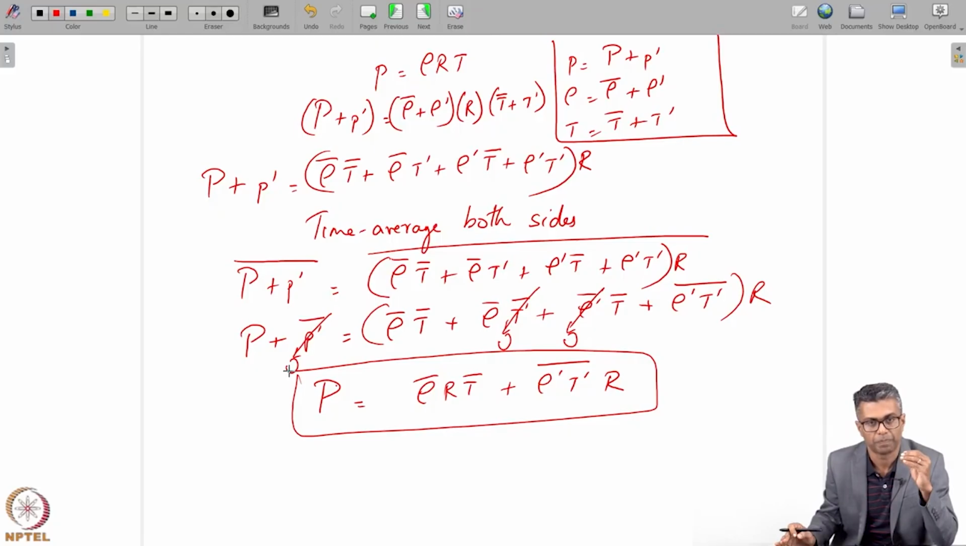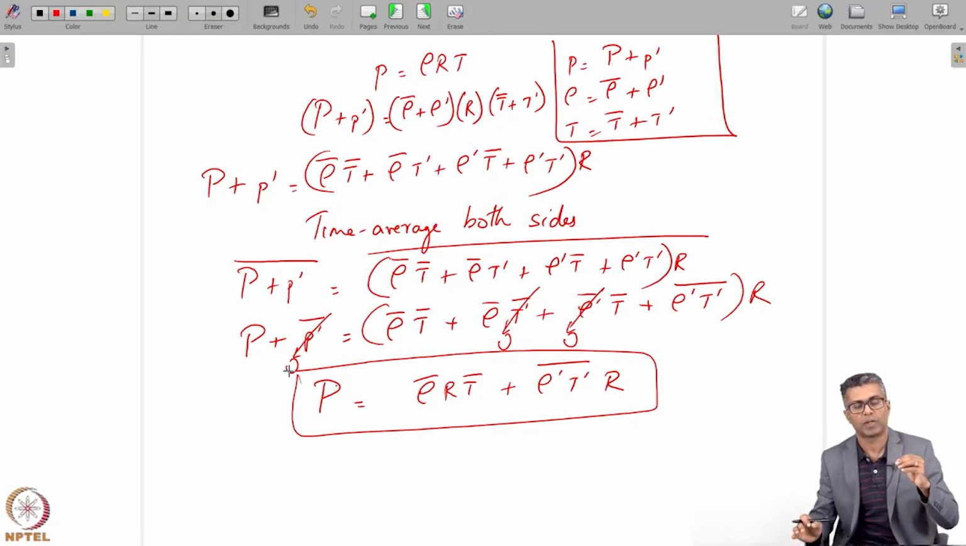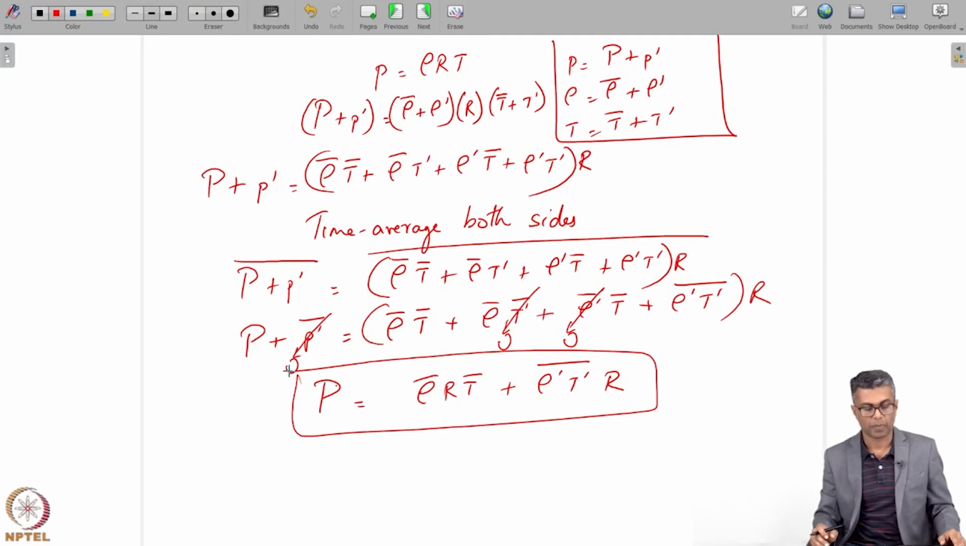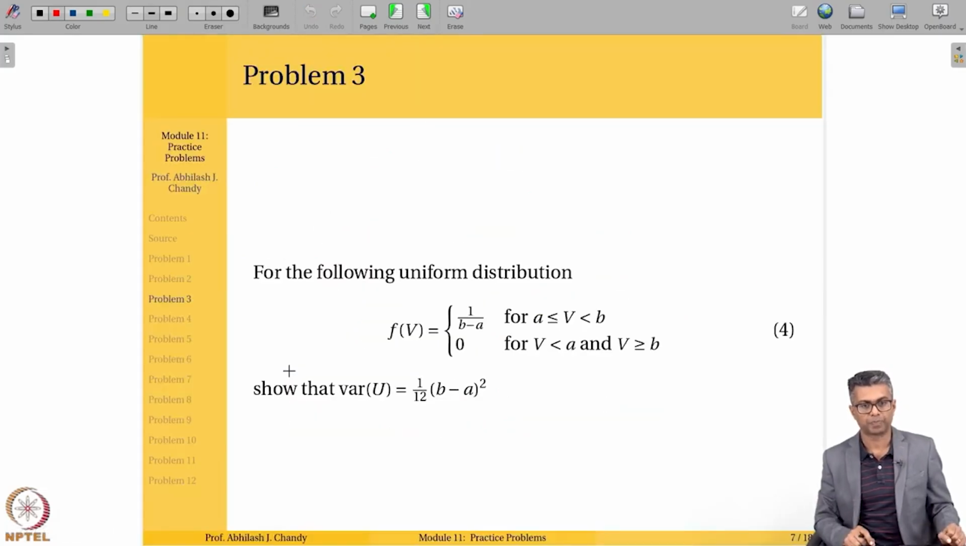I hope this is clear. So all we did was we took the ideal gas equation, we split it up, we decomposed it into average and fluctuation, and then we time averaged both sides. That's what we did. All right. Okay, let's go to the next problem.